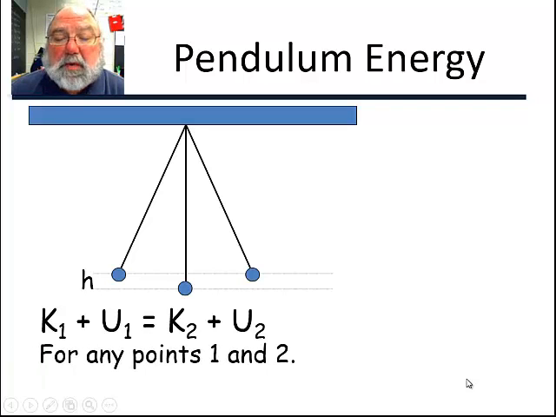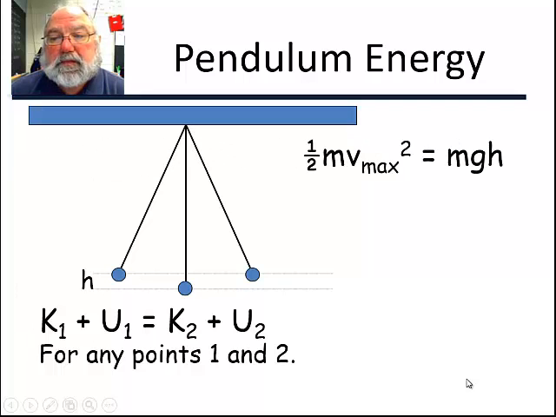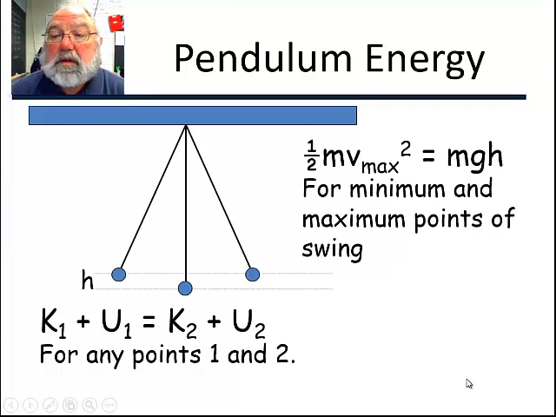Okay? So for any points, the energy at one point is equal to the energy at the other point. Okay? So at the maximum points, when the kinetic energy is maximum, it's equal to what the maximum potential energy will be. Okay? For the minimum and maximum points of the swing. So the potential energy at the highest point is equal to the kinetic energy at the lowest point.